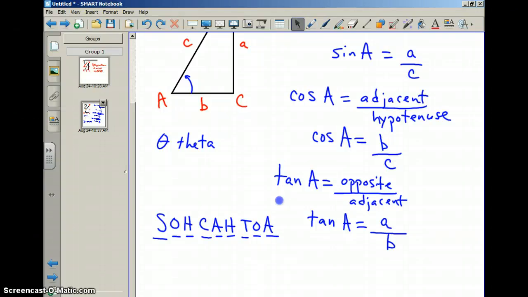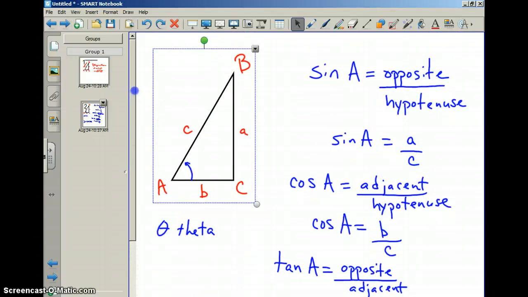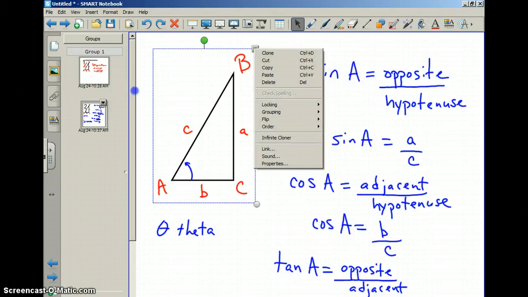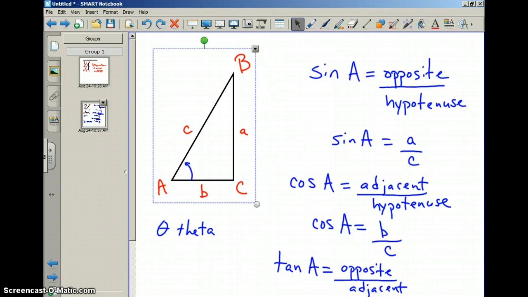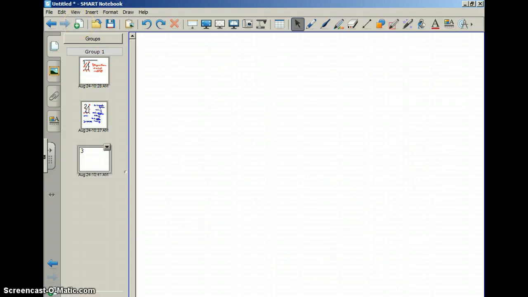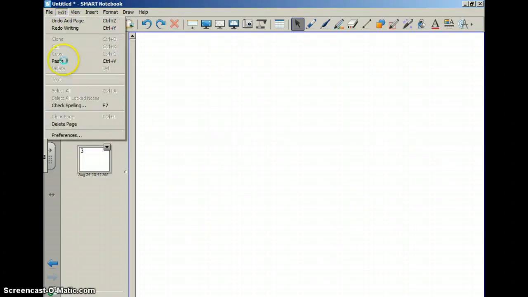What if we knew the value of two sides of this triangle, maybe side a and side b, and we would like to find out what is the measure of angle A? How large is angle A? Well, when you're looking for angles, you can use the inverse function of these trig functions, or arc sine, arc cosine, or arc tangent. So let's look at an example where we're trying to find an angle.